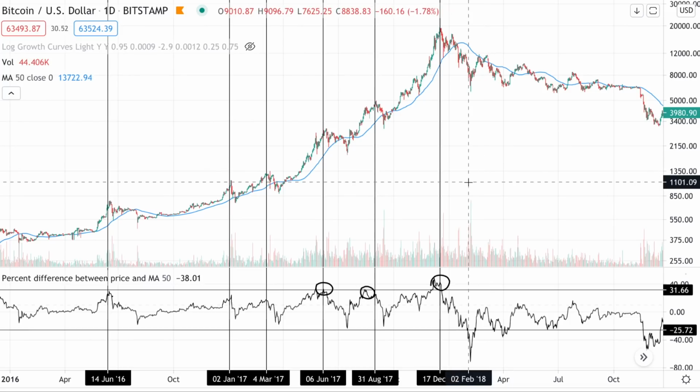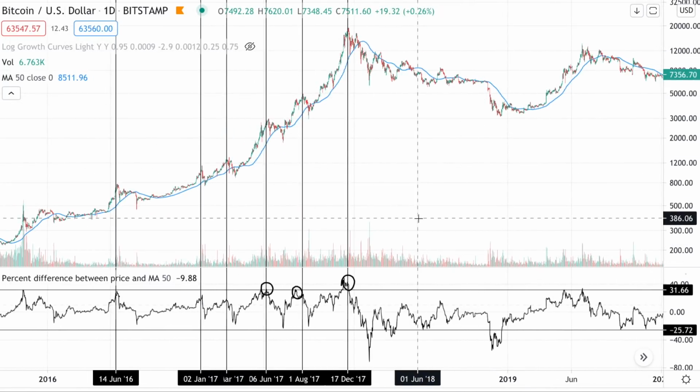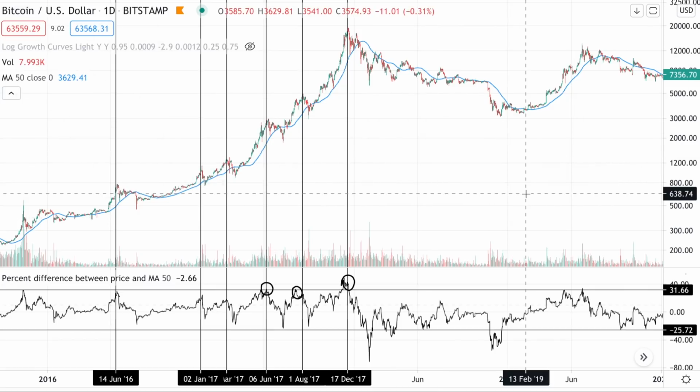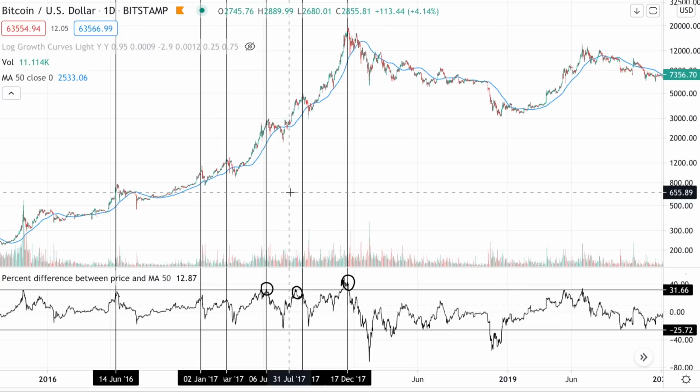We're not in the same market. We don't have the same price action as the stock market. This is not the same market. So we cannot fall into the trap of using traditional indicators to predict Bitcoin price action. It's a whole other story.